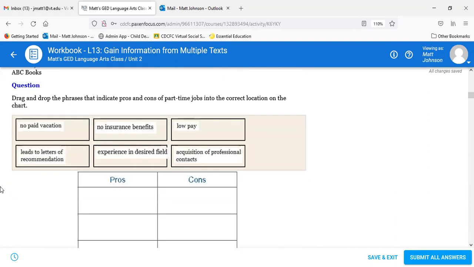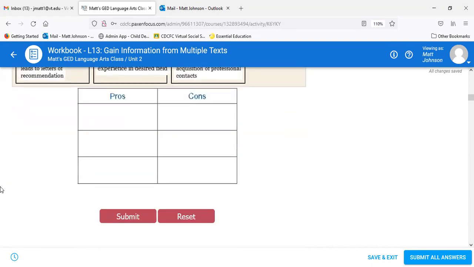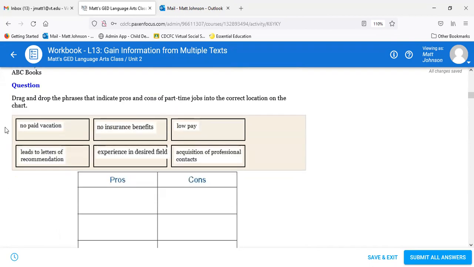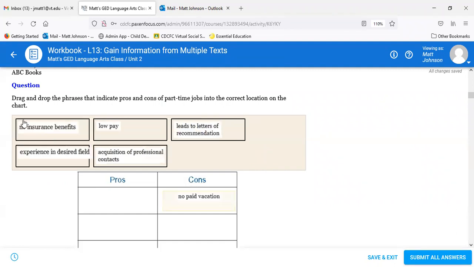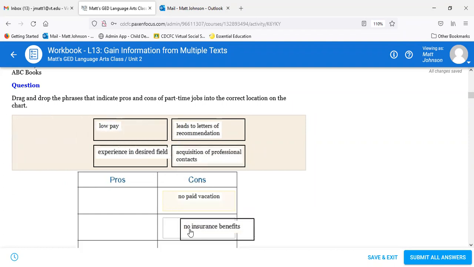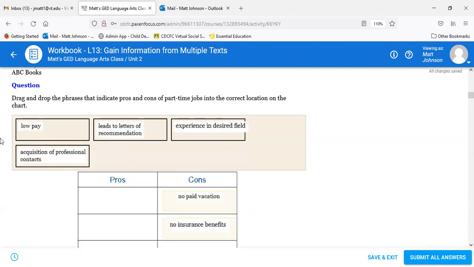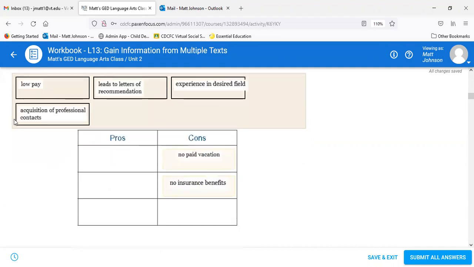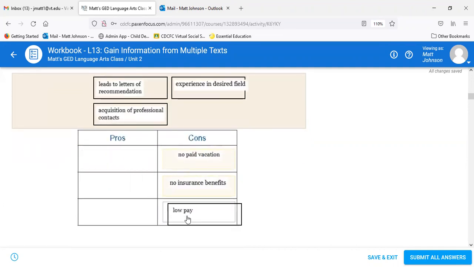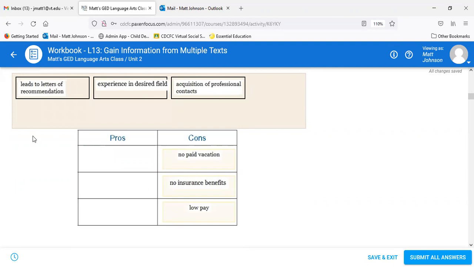All right, and our drag and drop here. So our little table, we have two columns, pros and cons. We're going to drag and drop our pros and cons here. Start with no paid vacation. Is that a pro or a con? Con. Yeah. No insurance benefits. Con. Yeah, who wants insurance? Low pay. Con. This one's pretty easy.